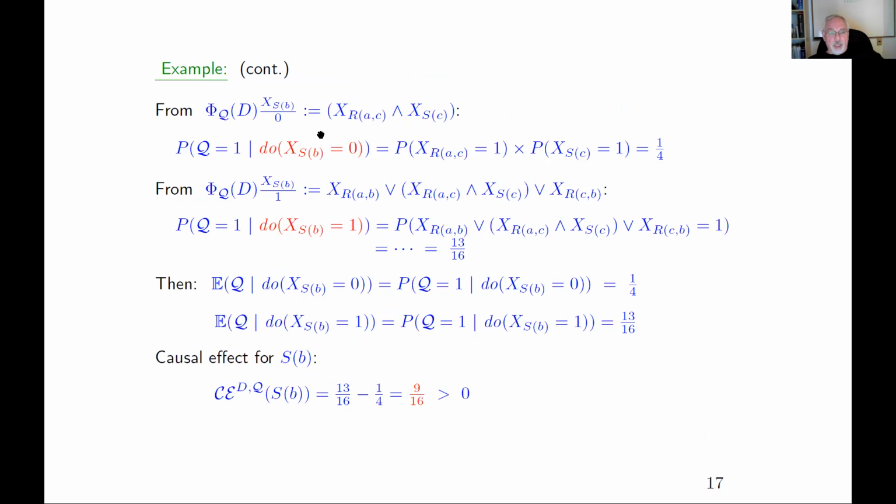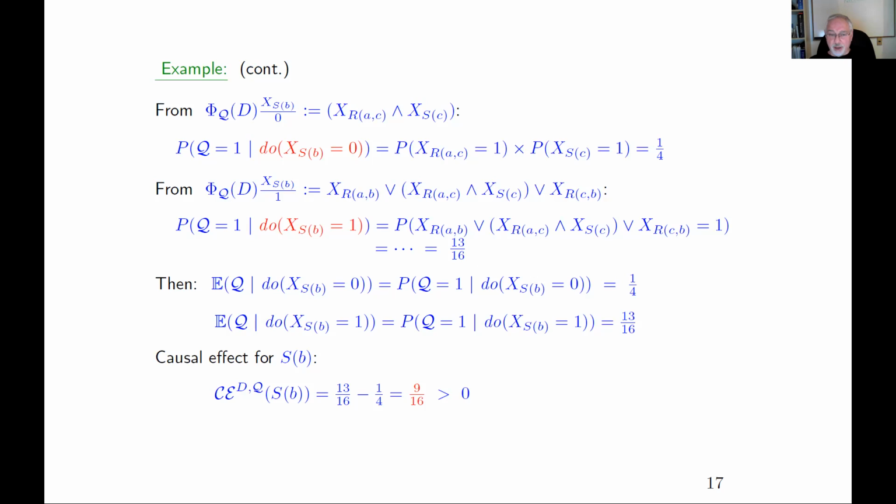Just to continue with the example very quickly, if we perform this intervention as we saw before, we have this residual lineage, and then we can ask what's the probability that Q takes the value 1 under this intervention, and since these two variables are stochastically independent, we get 1/4. The same when we do now x_SB equal to 1, I mean, it is definitely in the database, the lineage is reduced to this expression, and all we have to do is compute the probability of this expression. I'm not going to perform the computation, but you get 13 over 16.